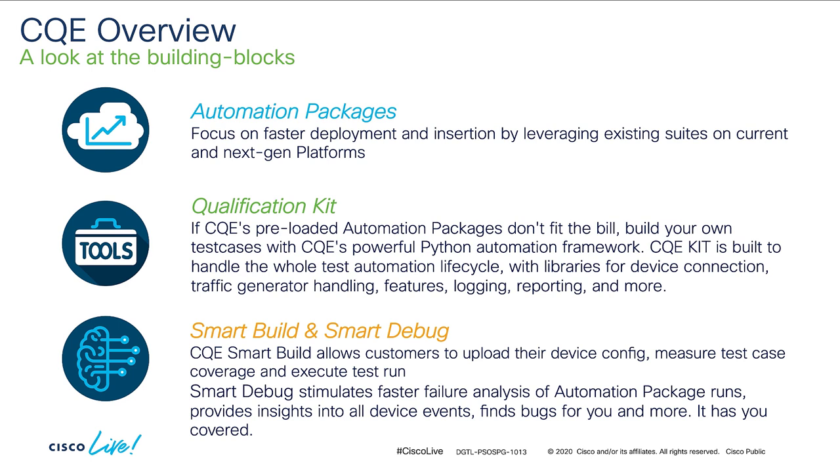What are the major blocks behind CQE itself? The first one is the automation packages. With automation packages, you focus on faster deployment, you have your feature functionality covered by the AP, and this applies to your current and next generation platforms. You just reuse what's already written and apply it to your particular use case.